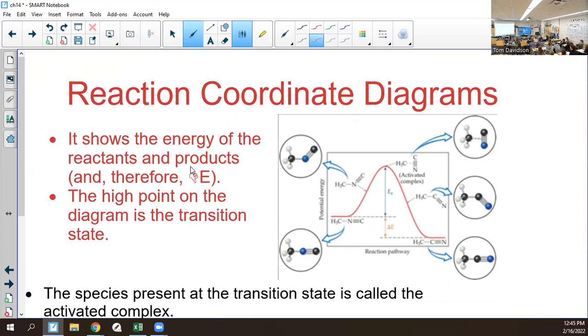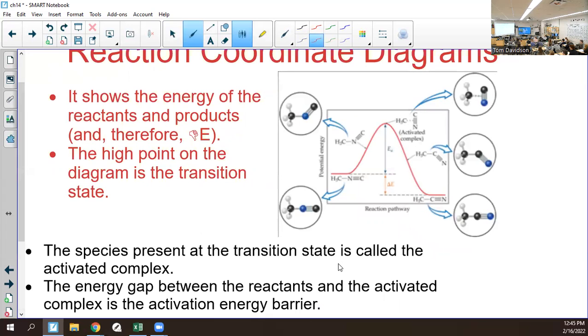The high point on the diagram is the transition state. That is a key word. The species present at the transition state is called the activated complex. So like right here, the reaction is going to happen. That's the transition state. That's when actual reactants are transitioning to actual products. All right, just know that. So that transition state is the activated complex.